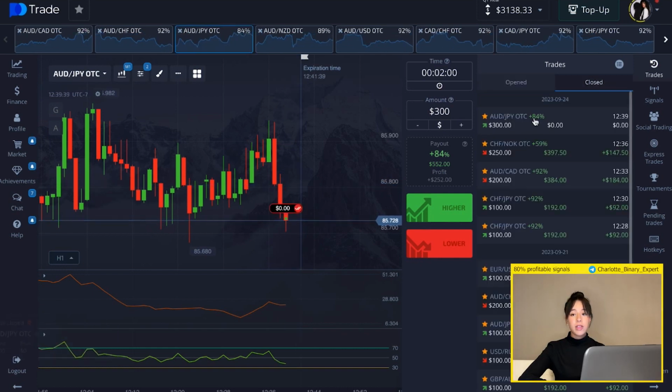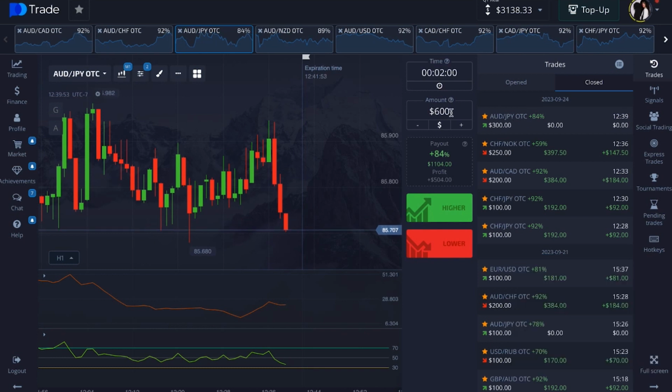Unfortunately, our fifth deal went to minus. According to the martingale system, the price of the next deal will be $600 to recoup this negative deal and also to earn. Well, let's see what's next.